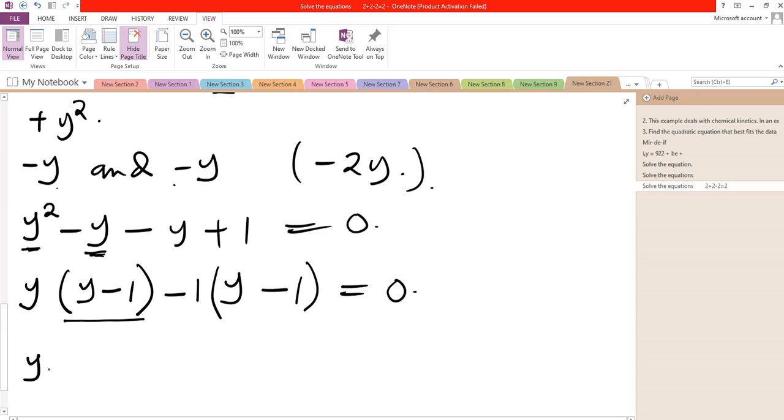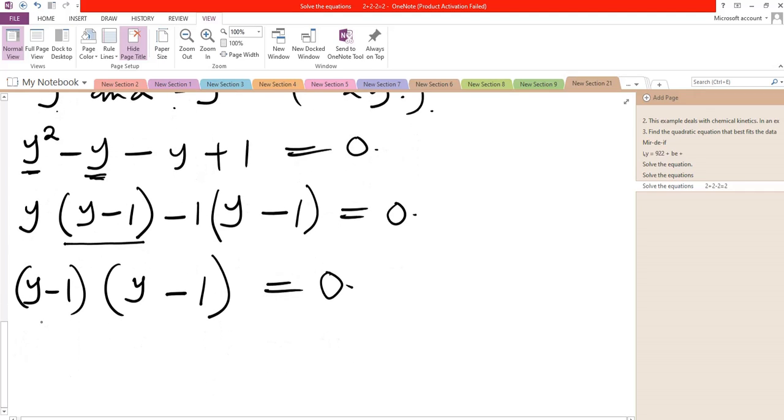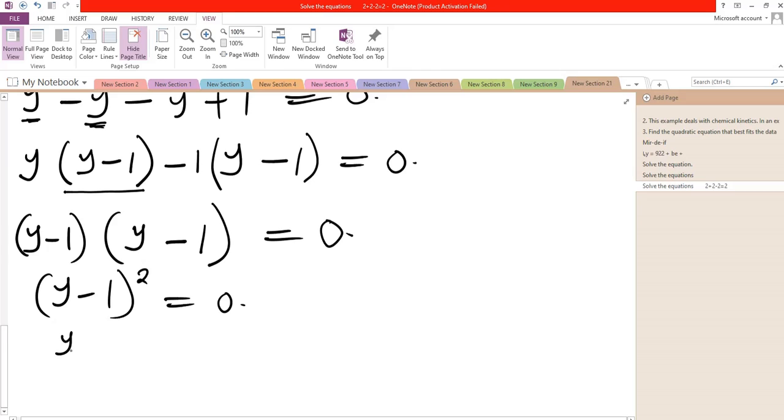So you have y minus 1 in parentheses. The first term divided by this y minus 1, you have y. The second term divided by y minus 1, you have minus 1, which is equal to 0. Now that means y minus 1 squared is equal to 0, which implies that y minus 1 is equal to 0.